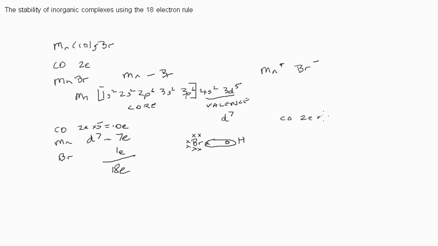If you want to look at it from the charged version of this, again we have CO, 2 electrons times 5 equals 10. The manganese is now manganese 1 plus, and therefore that's lost an electron, it's now 6. But the bromine has now become bromide, gained an electron, and now becomes 2, and so the total of course is still 18 electrons.